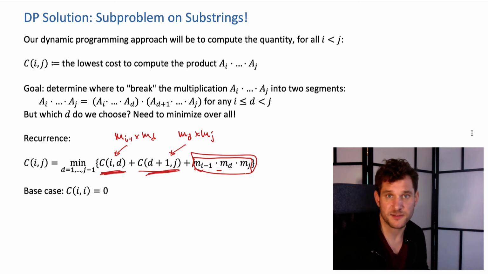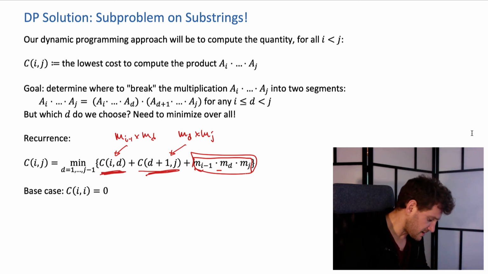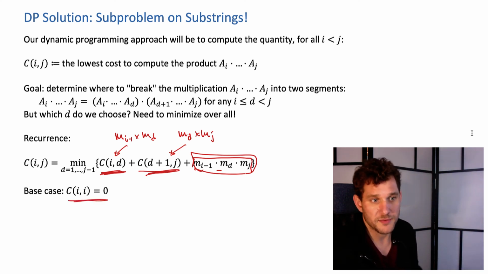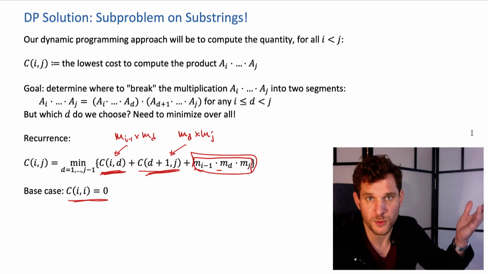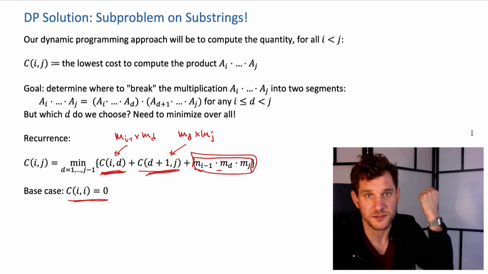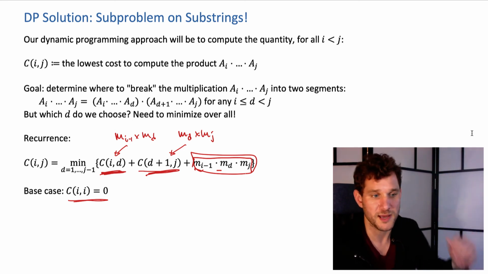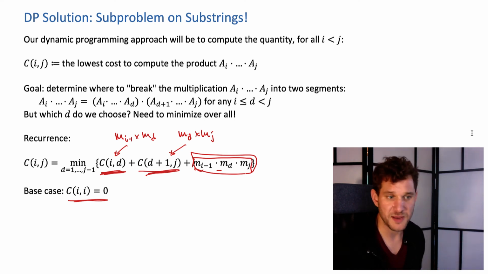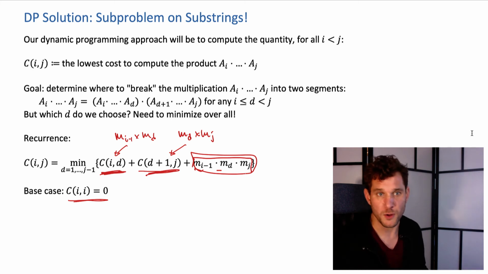The only thing I need to specify is the base cases, and the base cases are easy. When the segment just goes from I to I, when you only have one matrix, there's no cost for matrix multiplication. You can assume that costs 0 time because you have no multiplication to do. And this is basically the recurrence, and we're essentially done here. There's only one small issue, which I'll mention when we show you the pseudocode.